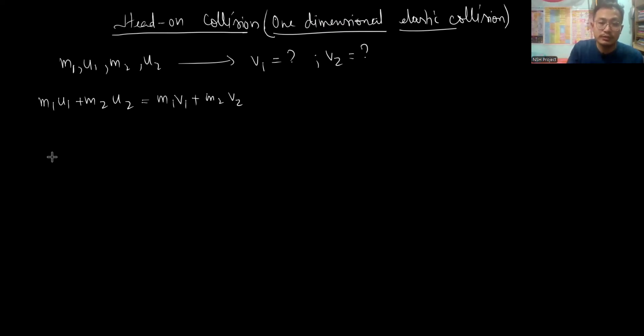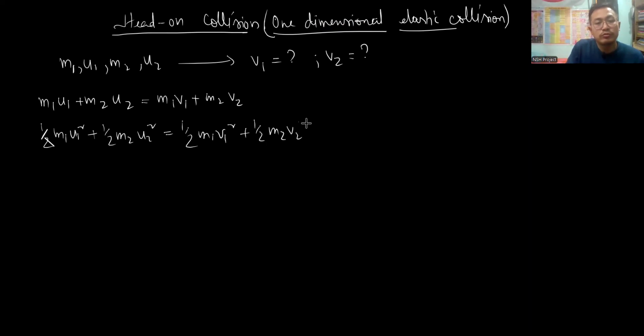then half m1 u1 square plus half m2 u2 square is equal to half m1 v1 square plus half m2 v2 square. This is the second equation.